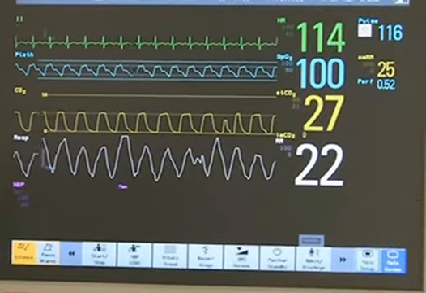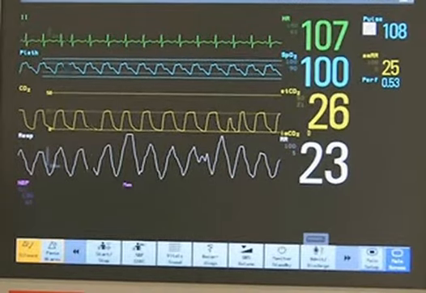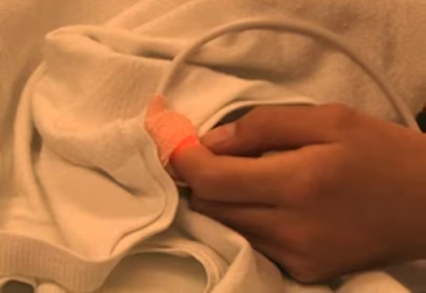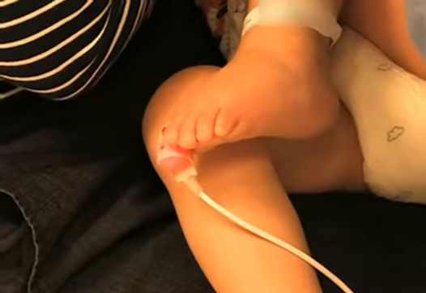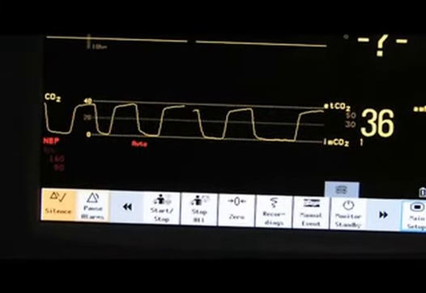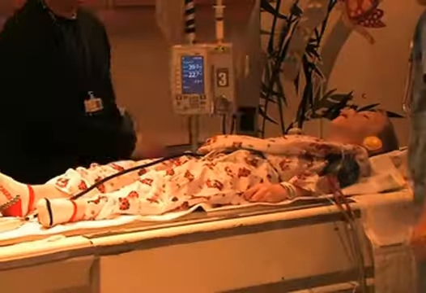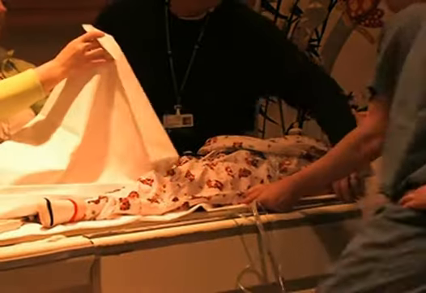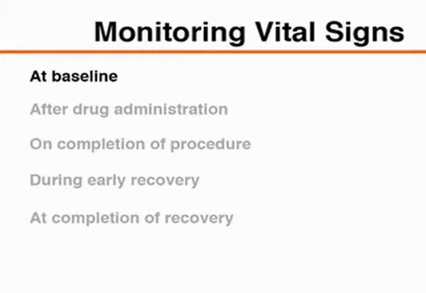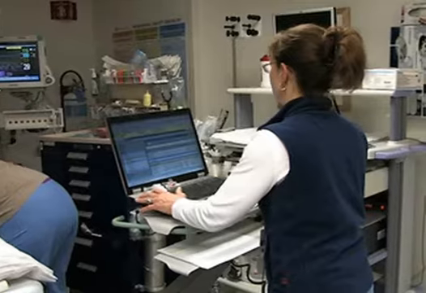The monitoring of vital signs, including pulse oximetry, electrocardiography, and blood pressure measurement, is an essential part of procedural sedation and enhances safety. Continuous pulse oximetry is mandatory for the detection of hypoxemia. Capnography is recommended, especially during deep sedation, because it provides the earliest possible advance warning of respiratory depression, apnea, and airway obstruction. Vital signs should be measured as indicated on an individual basis, including at baseline, after drug administration, on completion of the procedure, during early recovery, and at completion of recovery prior to discharge. During deep sedation, vital signs are often recorded every 5 minutes.